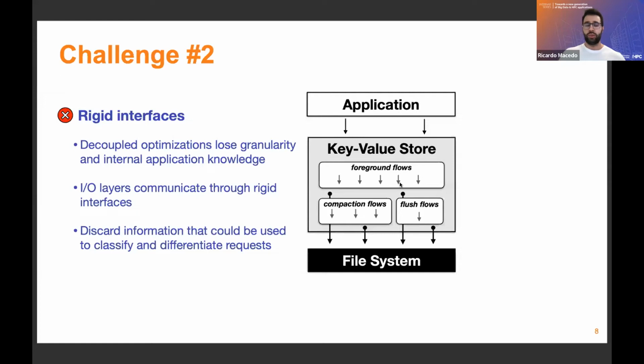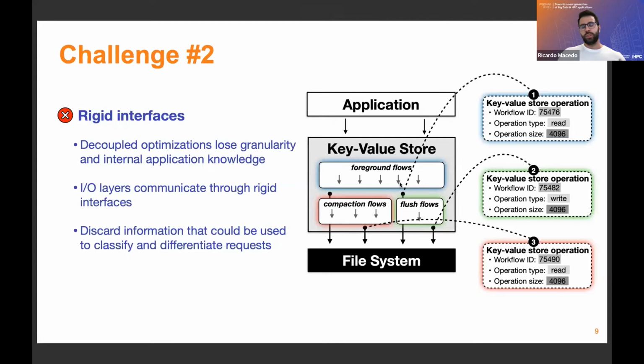Okay, so by doing this, since I/O layers communicate through pretty rigid interfaces such as POSIX, we may be discarding information that could be used to classify and differentiate requests at different levels. So consider again our key value store example. Key value stores basically submit operations to the file system using foreground flows, compactions, and flush. But from the perspective of the file system, it only sees POSIX operations, right? So reads, writes, opens, closes, and so forth. So it doesn't really know where that operation is coming from, so if it is from a foreground operation, a compaction, or a flush. And if you want to design optimizations specific for those types of requests, it is pretty difficult to achieve, okay?